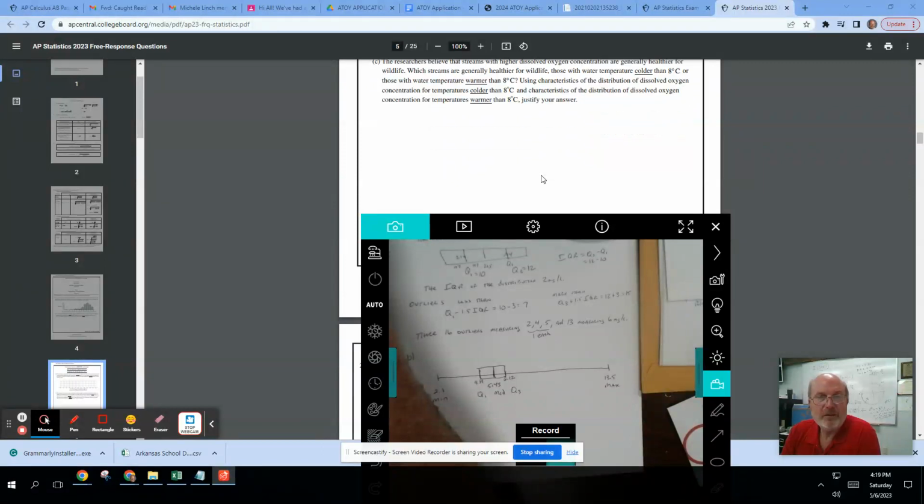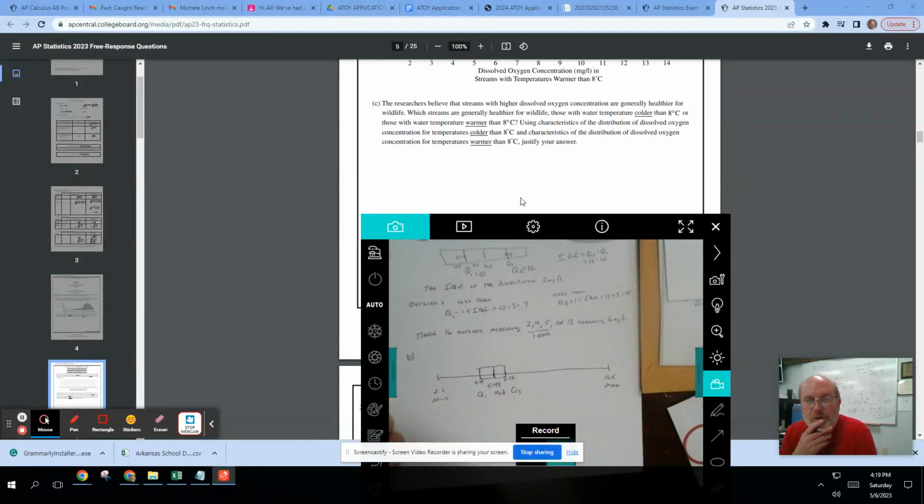It was busy. The researchers believe that streams with higher dissolved oxygen concentration are generally healthier for wildlife. Which streams are generally healthier for wildlife? Those with water temperature colder than 8 degrees Celsius, or those with water temperature warmer than 8 degrees Celsius? Using characteristics of the distribution of dissolved oxygen concentration for water temperatures colder than 8 degrees Celsius and characteristics of the distribution of dissolved oxygen concentration for temperatures warmer than 8 degrees Celsius, justify your answer.